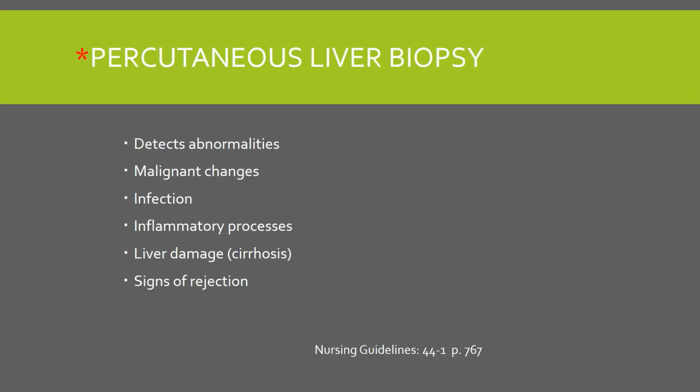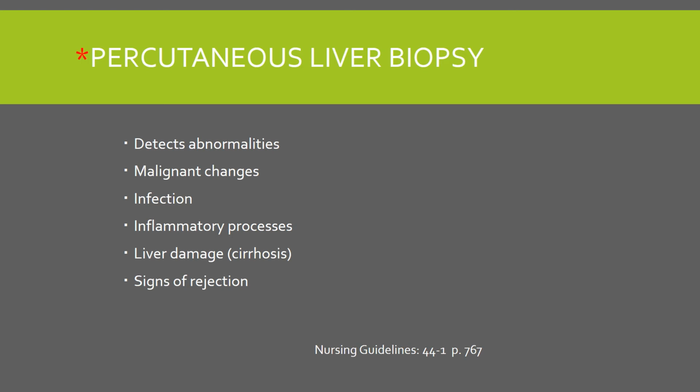Percutaneous liver biopsy. It's on your study guide. Detects abnormalities, malignant changes, can detect infection, inflammatory processes, damage or cirrhosis, and any signs of liver rejection. It's performed by obtaining a small core of the liver through a needle directly into the client's lateral abdominal wall. It can be performed outpatient, but it requires sedation. So they would have to have someone drive them and stay with them for 24 hours afterwards. They also get coagulation studies.